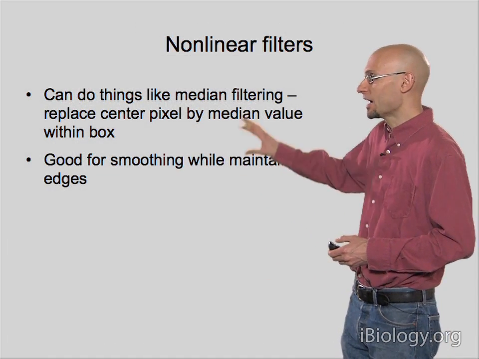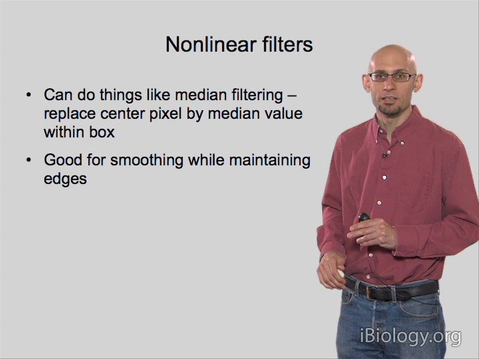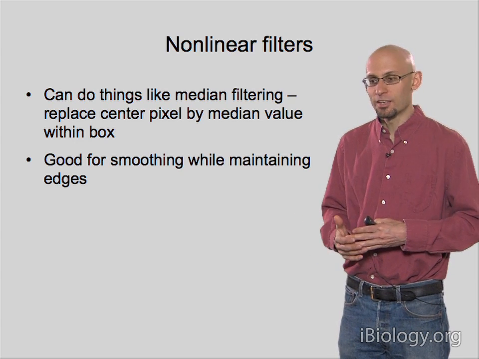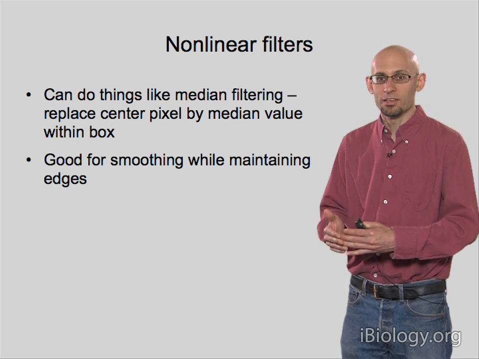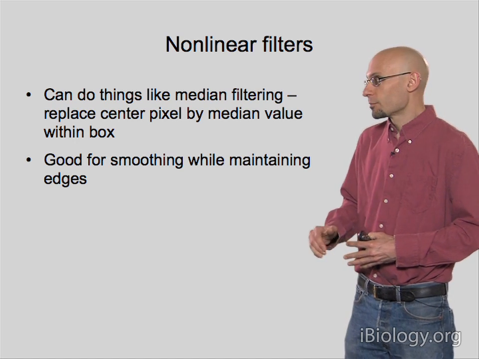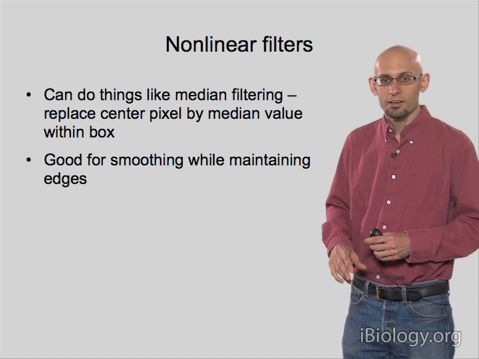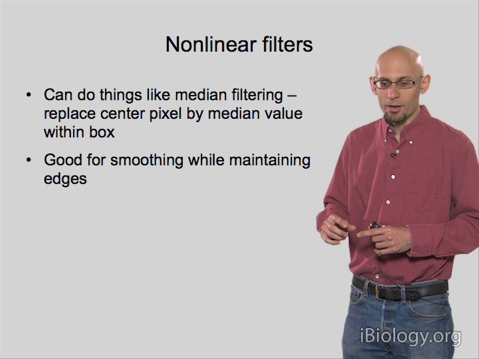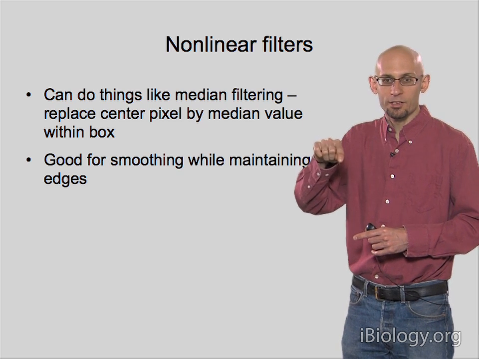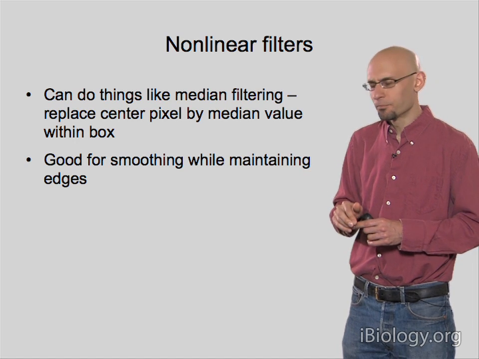You can also use nonlinear filters. Everything we've talked about so far has been a linear filter, meaning the output is a linear function of the input. It's just generated by multiplying pixels by the kernel values and then averaging. But you can also do nonlinear filtering, where you do things like median filtering. You take a 3x3 box, say, pick out the median value of those 9 pixels, and then replace the central pixel with the median of those 9 pixels.